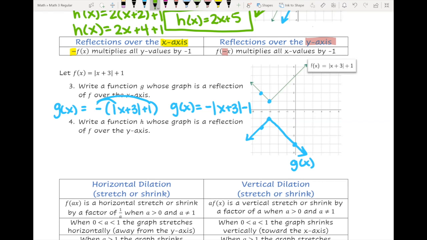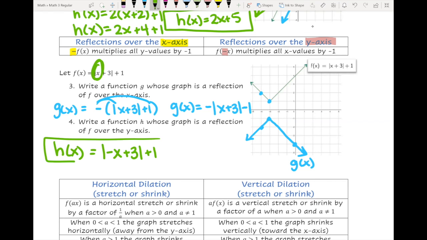Next up, let's look at doing a reflection over the y-axis. That means you've got to put a negative with the x in your function. So I will have a negative x plus 3 and then plus 1. Here is my h of x function. There's not much simplifying to do on this one. This is my h of x function. And what that looks like on the graph is it was reflected over the y-axis.